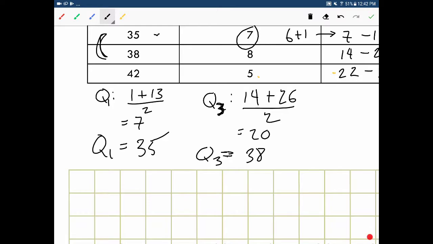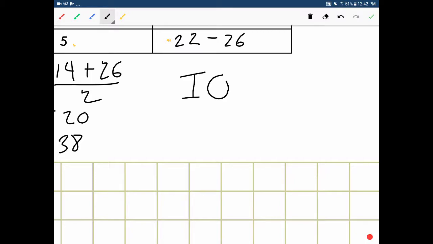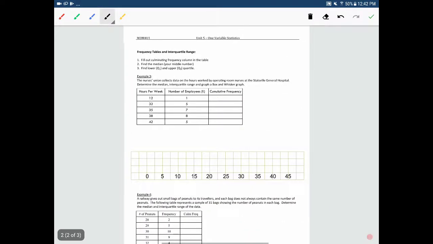There we go. So what's our interquartile range? IQR is equal to 38 minus 35, which gives us 3. And now we can draw a box and whisker plot.